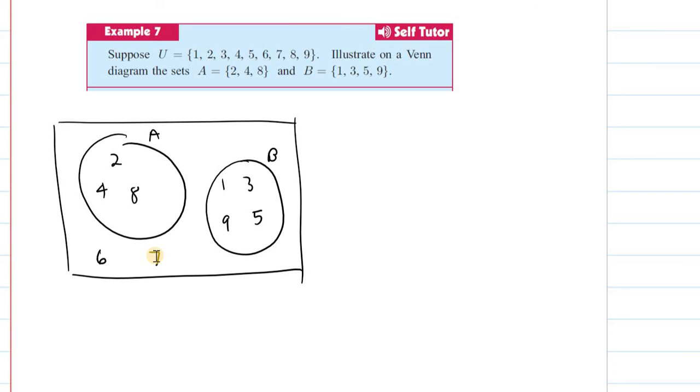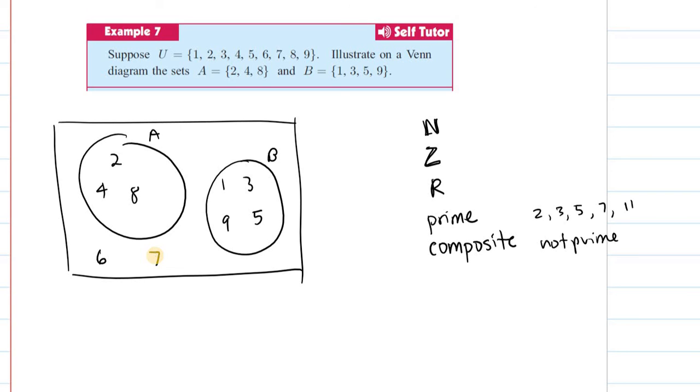I mentioned this in the last video, just as one last thing, because this is kind of important. Make sure you know what the special sets are. Remember what natural numbers are, remember what integers are, real numbers, and then make sure you understand these words, prime and composite. Prime numbers are numbers like 2, 3, 5, 7, 11, etc. Composite numbers are not prime, so the composite numbers are complements of the primes. Odd numbers, even numbers, make sure you know those.